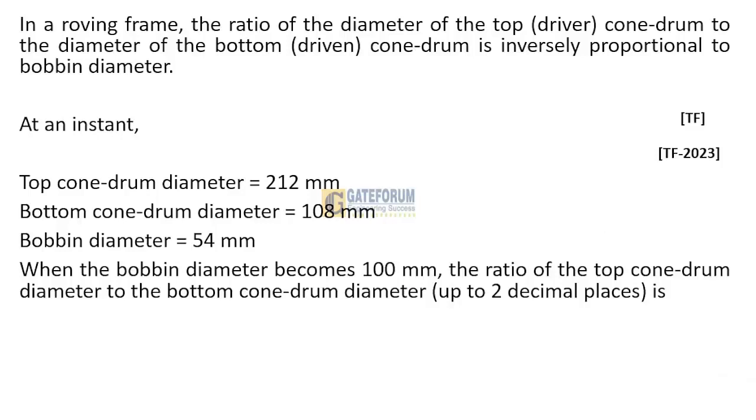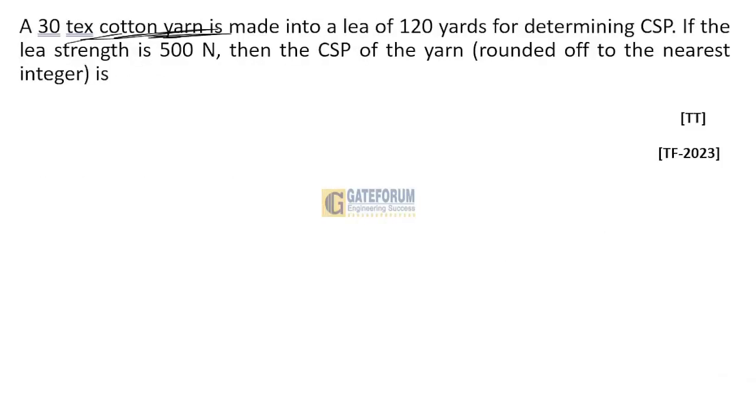Now coming to the next question. It says that a 30 tex cotton yarn is made into a lea of 120 yards for determining the count strength product. If the lea strength is 500 Newton, then the CSP of the yarn, rounded off to the nearest integer. You know that this is a direct question from the textile testing part.